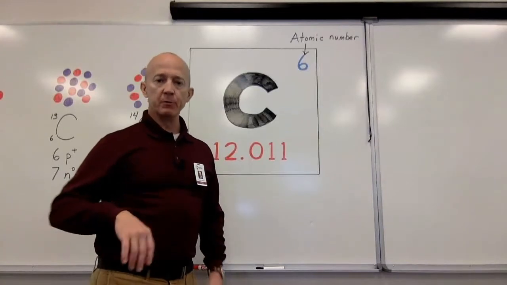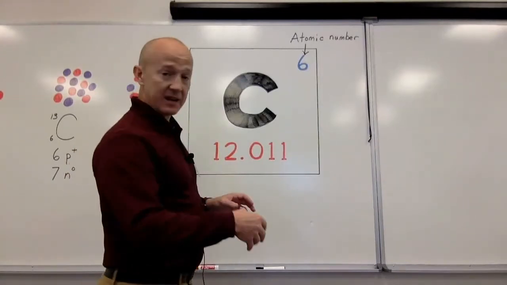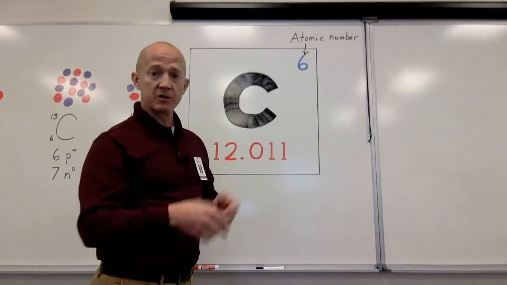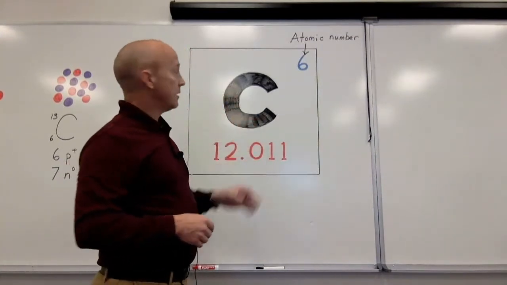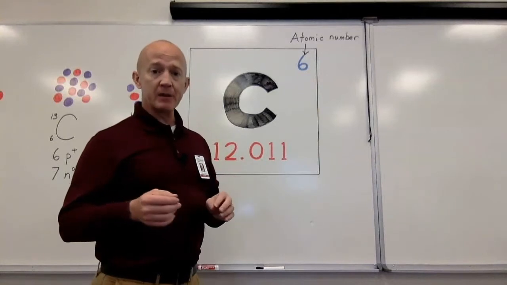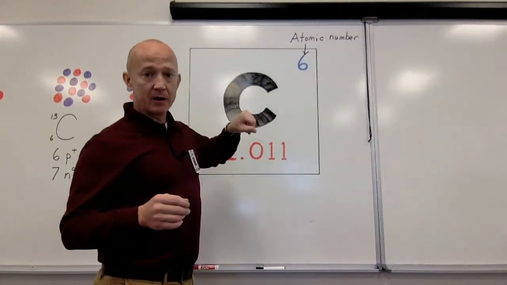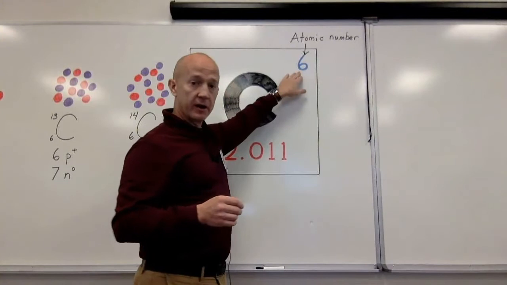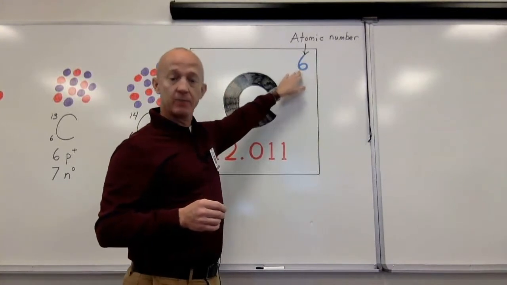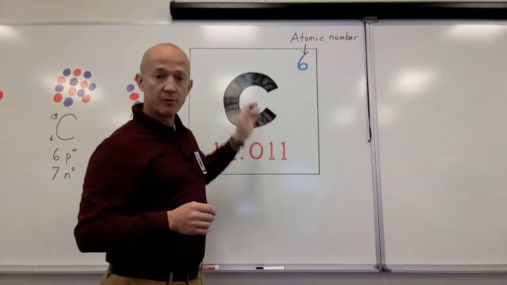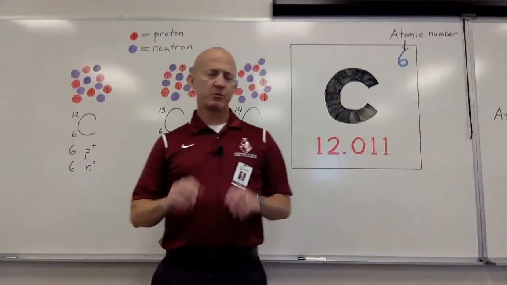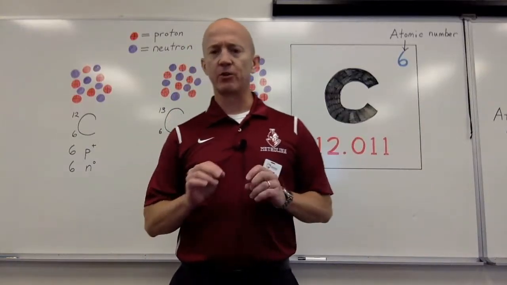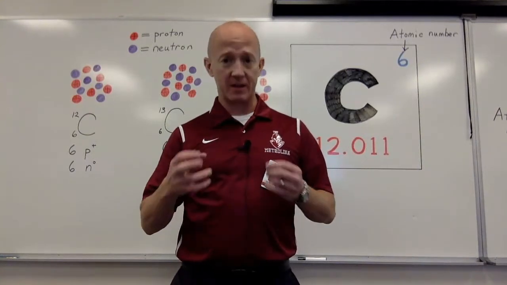On a periodic table, each element is contained inside a box, its own box, with its information. This one is for carbon, for example. You can usually find the atomic number at the top of that box, right here in our case, in the upper right-hand side. This is the atomic number for carbon. Carbon has 6 protons.